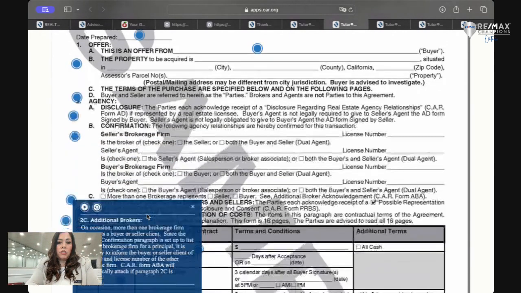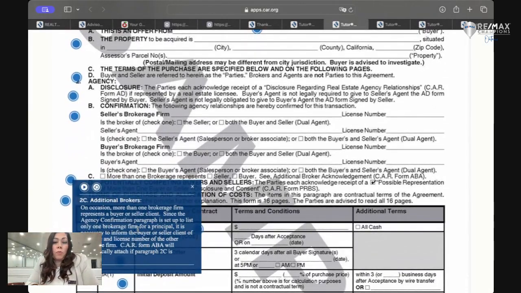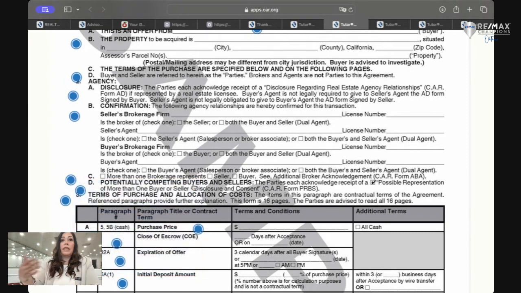Okay, and 2C, additional brokers. On occasion, more than one brokerage firm represents a buyer or seller client. Since the agency confirmation paragraph is set up to list only one brokerage firm for a principal, it's necessary to inform the buyer or seller of the name or licensee of another brokerage. So that's in the event there's an additional brokerage, like if Tassie and I work together on a file, then the TC would add that form to show that there's an additional agent. Okay.